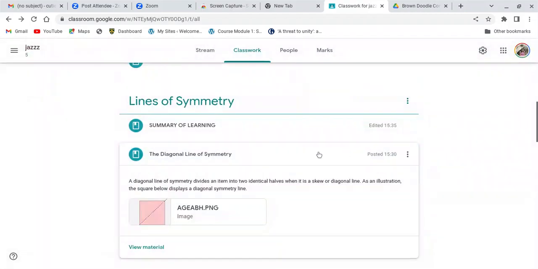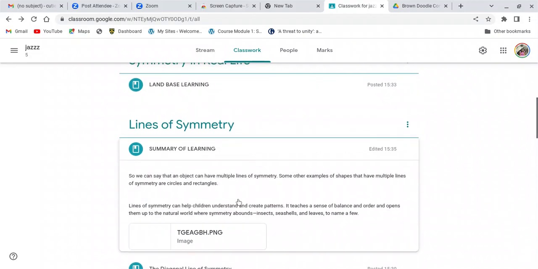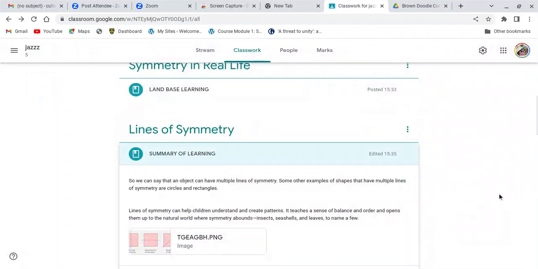Then I provide this kind of figure and give them the definition. A diagonal line of symmetry divides an object into two identical halves when it is a skew or diagonal line. As an illustration, I will provide the diagonal symmetry. Then I just give them a little bit of the definition with a small figure, so that they get to know what is going on here.